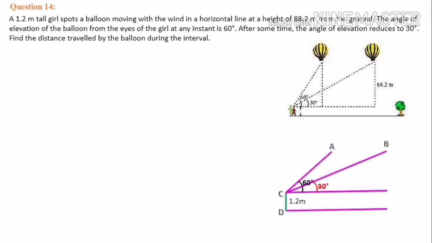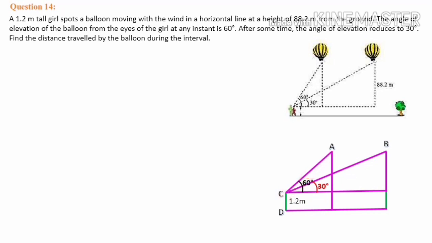So here let's draw the diagram using triangles. A and B are the positions of the balloon and CD is the girl. The green line shows the girl and the height of the girl is 1.2 meter. Here the difference from the previous question is, since the height is given to you, the eye of the observer is here at C. So from the eye of the observer we have to draw the angle of elevation, not from D. In previous questions we used to draw from D, but in this question we have to draw from C because C represents the eye of the observer.